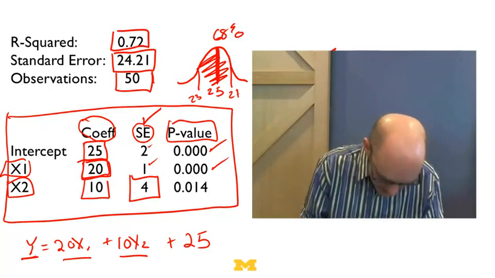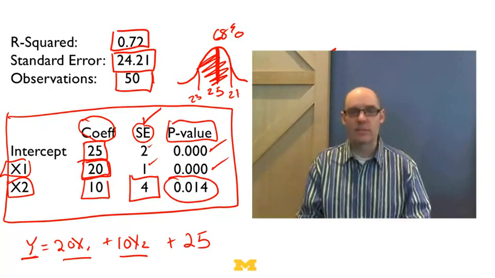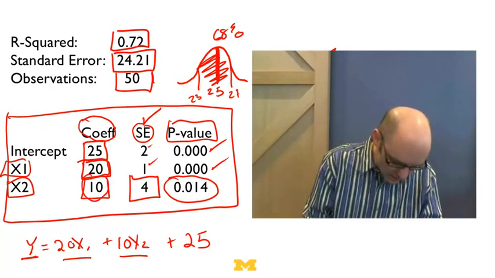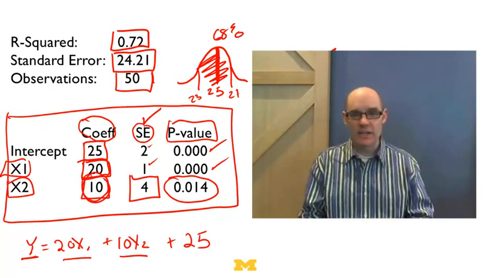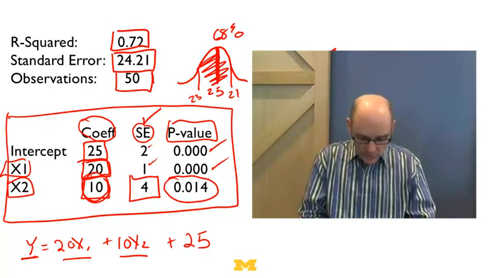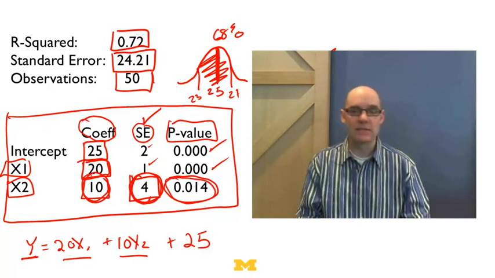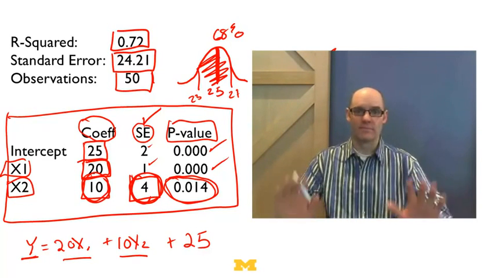But when we get down to x2, it's saying, look, there's about a 1.5% chance that this coefficient of 10, instead of being positive, it actually should be negative. So the regression output is saying because our standard error is so large, we're not sure about that 10, there's actually a decent chance of instead of being positive, that's negative. All right, exhale for a second.